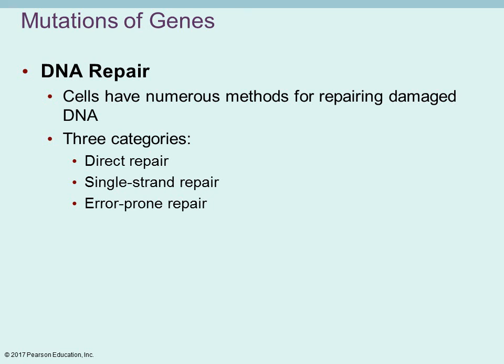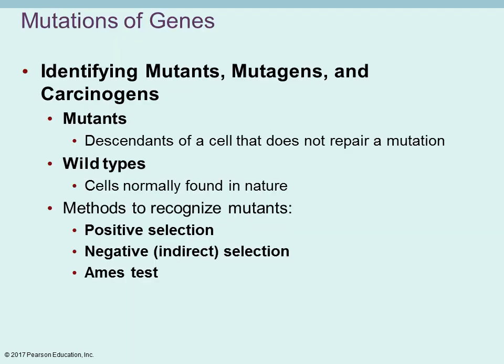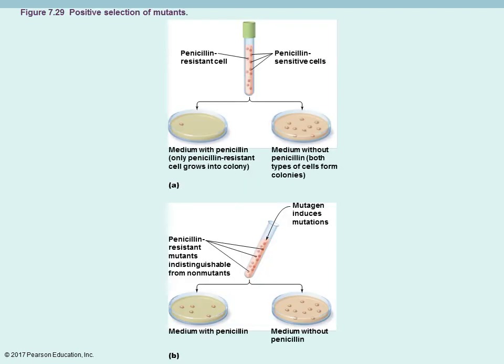There are different ways that the DNA can repair itself. There can be direct repair, single-strand repair, error-prone repair. This is showing some of the different mechanisms on how it can repair. How do you identify if a mutation has occurred? Mutants are cells that are descendants from a cell that had a mutation that was not repaired. Wild type is what's normally found in nature. You can have different ways of trying to recognize or identify mutations.